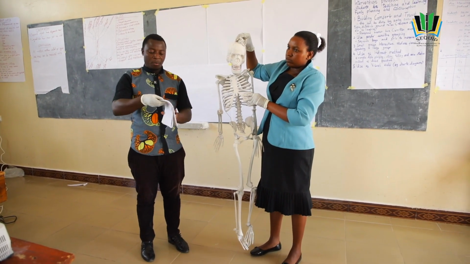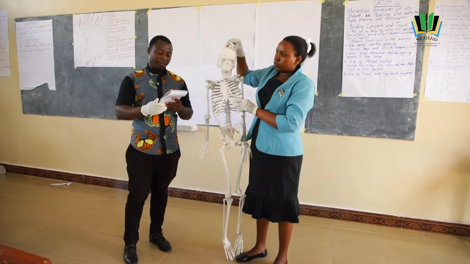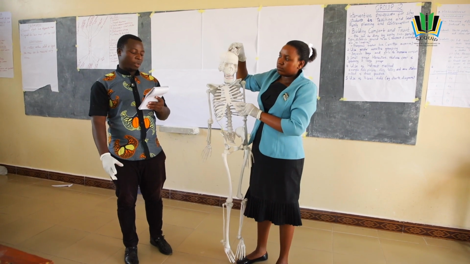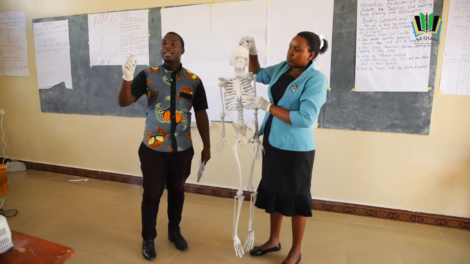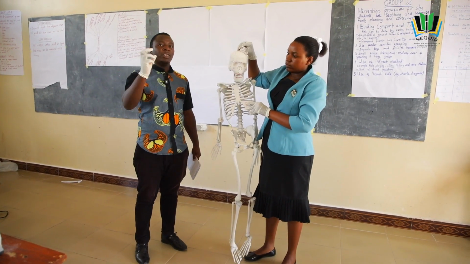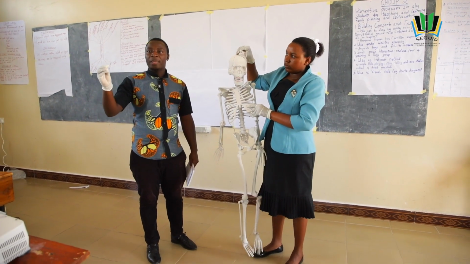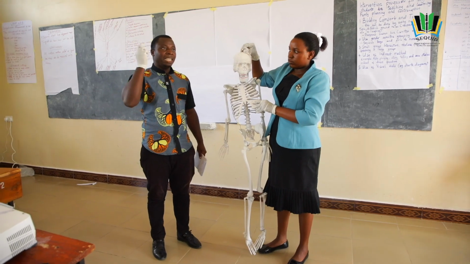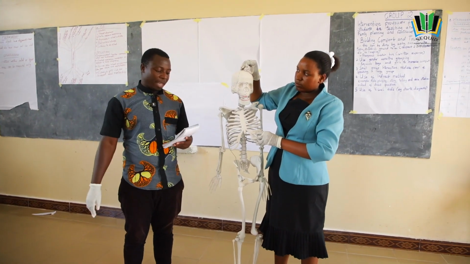The next program is through auditory models. For example, sometimes you can record the information or the instructions and give it to your student. While your student is listening, he or she can get the information about that part.